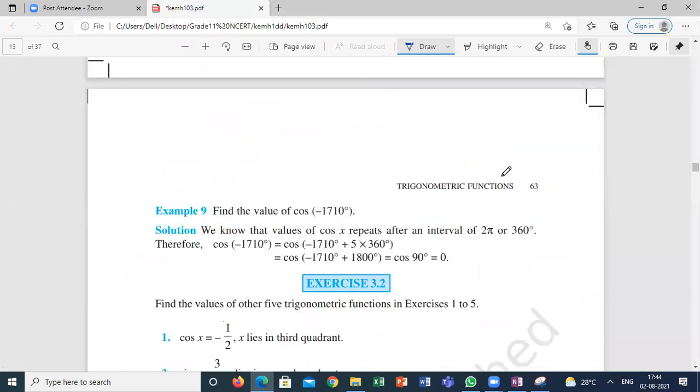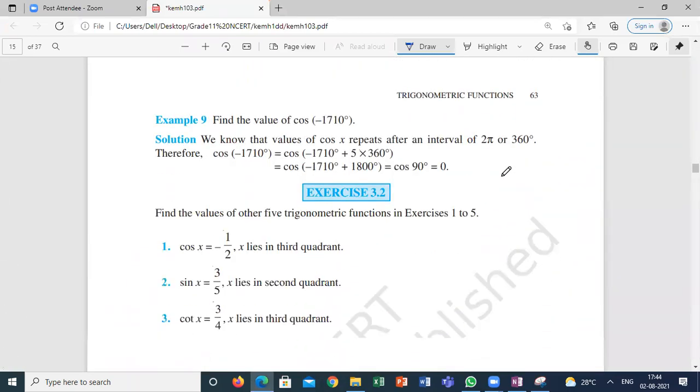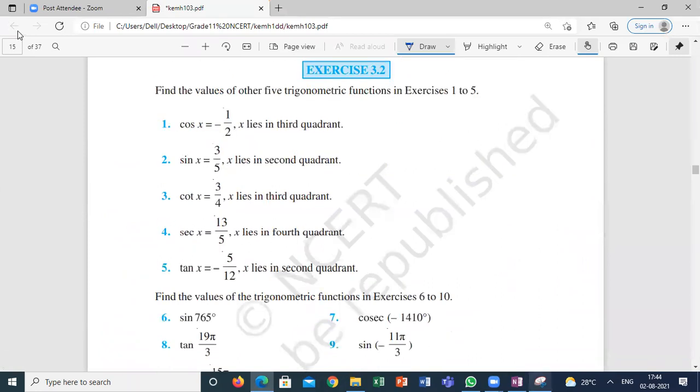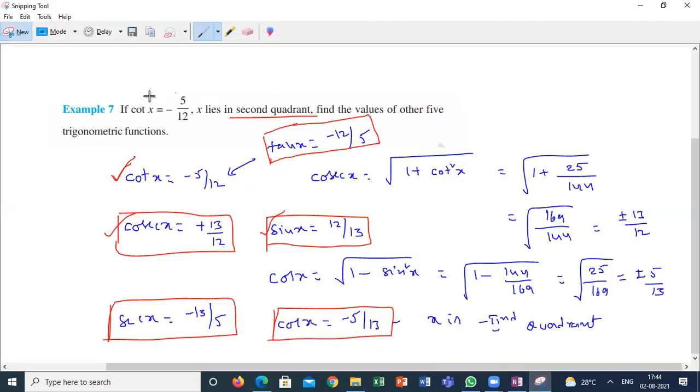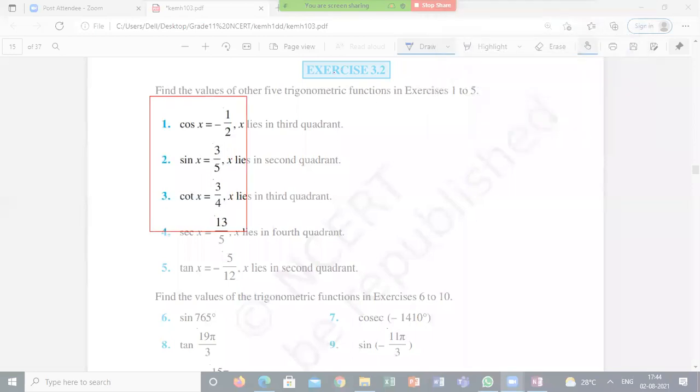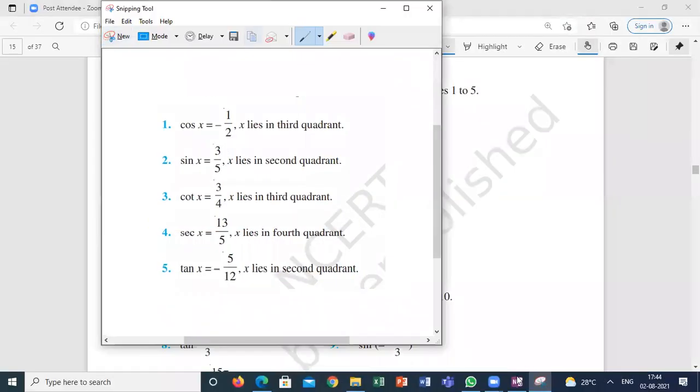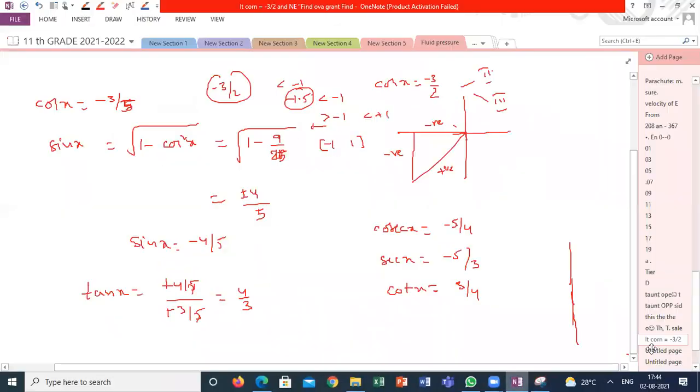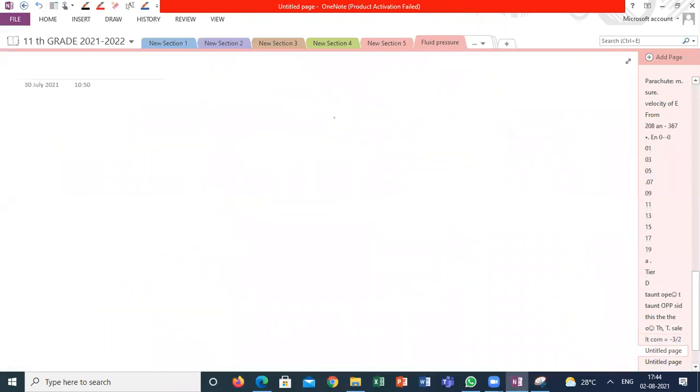Okay, these examples you try, guys. We'll start with exercise questions. I think all these questions we can do with ease.